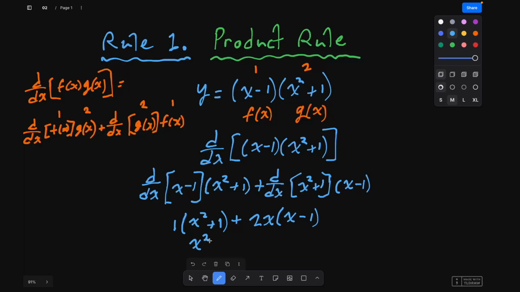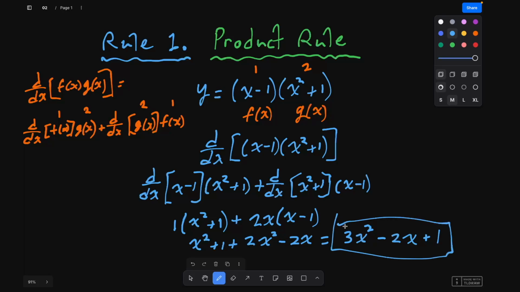We have x squared plus 1 plus, I just got rid of the parentheses here, plus 2x times x, it's going to be 2x squared, and then 2x times negative 1, it's going to be negative 2x, and then we can rewrite this a little bit. We have 1x squared plus 2x squared, that's 3x squared. Then we have negative 2x, and then we have a plus 1. So that is our answer using the product rule.